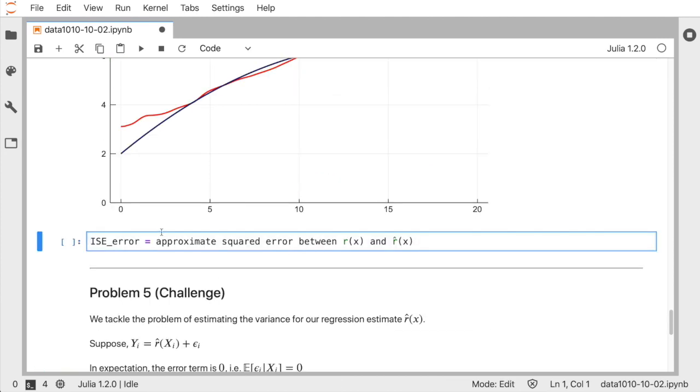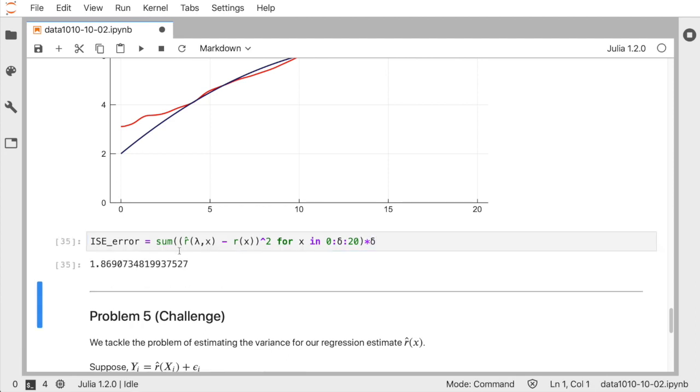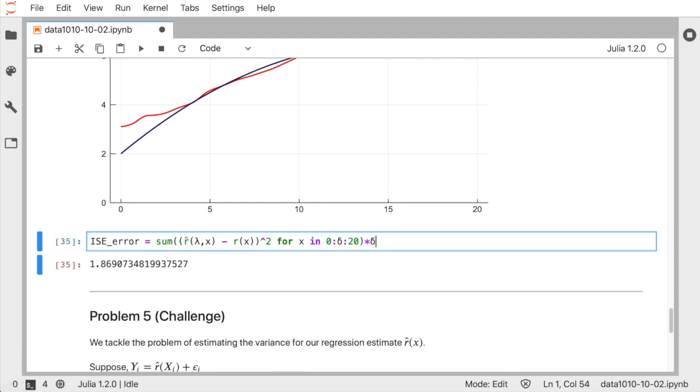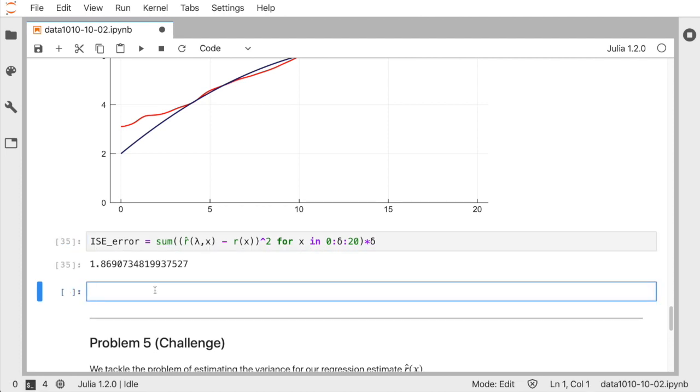So let's compute the approximate squared error between r and r hat. So we'll just follow our nose here. We do r hat minus r. We square that. We cover our whole range from 0 to 20. And then we'll sum that up, and also multiply by delta because we're approximating an integral. We get 1.86.